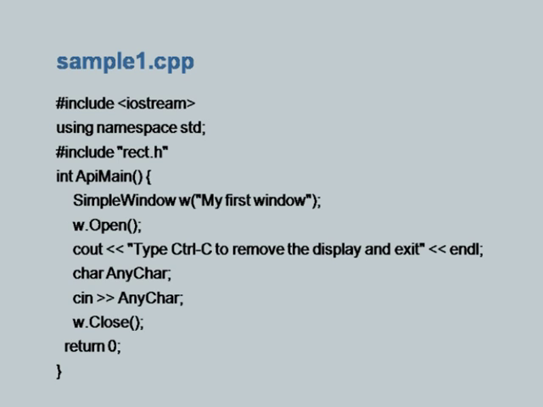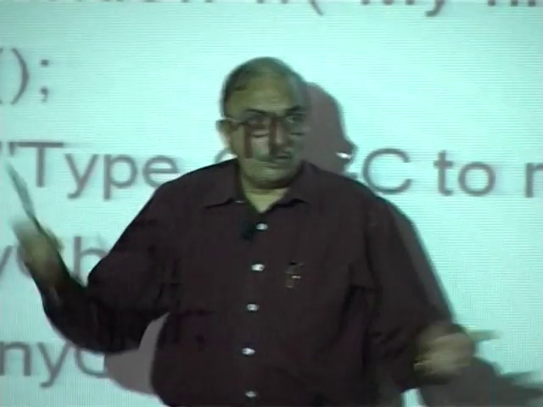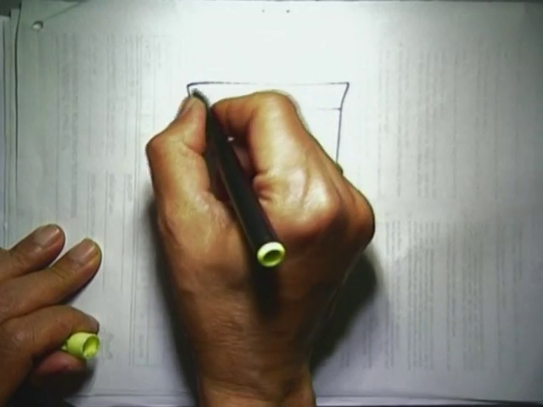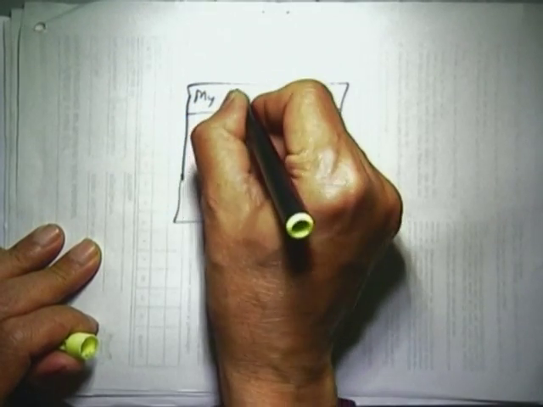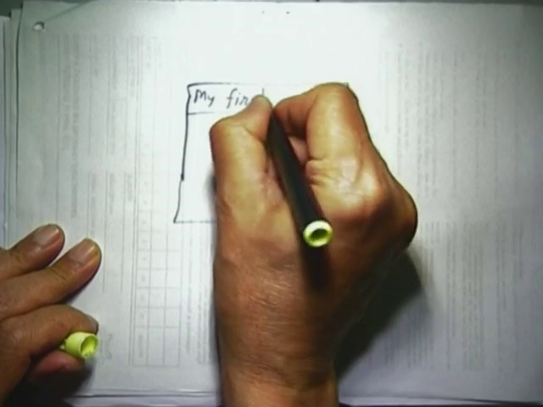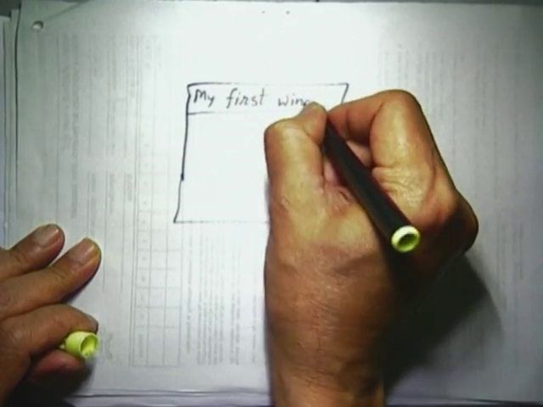When I say W dot open, mind you, O is capital. It will actually draw that window. In fact, this window will look like this. So actually a window will be drawn like this, okay? If you don't give any height and width, it will assume some default height and width. But if you give some height and width, you can experiment with that.